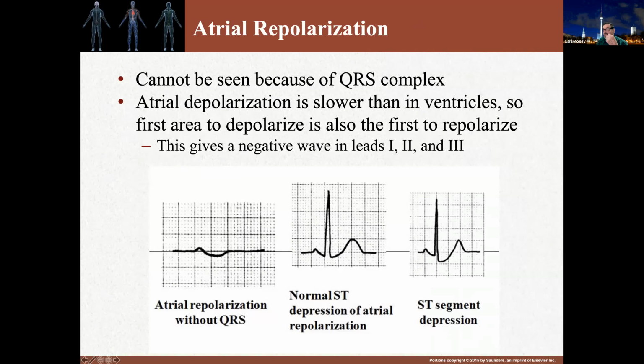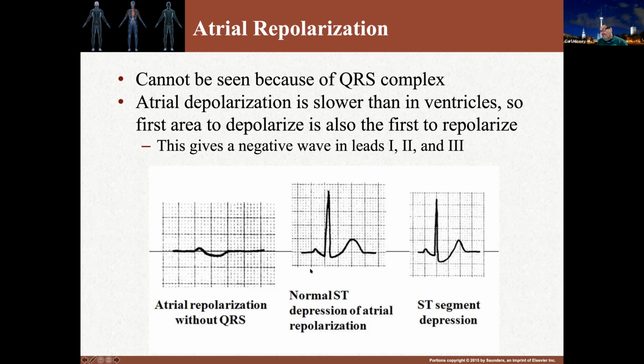Atrial repolarization cannot be seen because it occurs during the time of the QRS complex. If you can actually see it, it gives a negative wave in leads 1, 2, and 3. Remember, our P wave was going to be positive in 1, 2, and 3, but the repolarization is going to be negative because it's running in the opposite direction from the current that we saw in the depolarization.